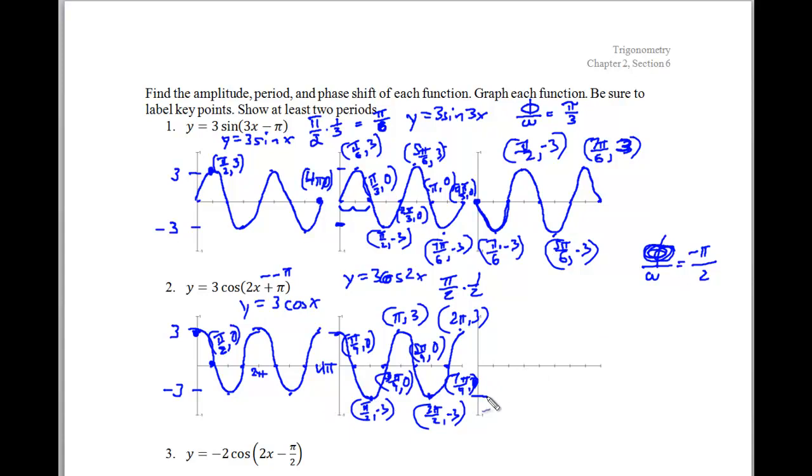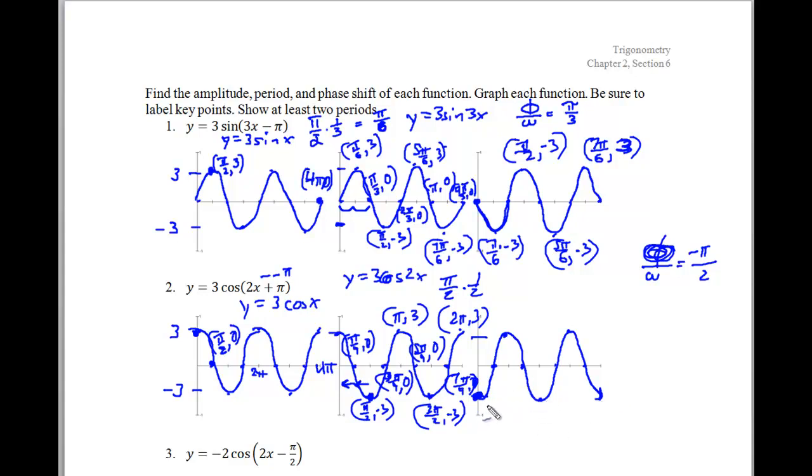Now what you may notice is that since we have to move this graph 2 units to the left, this tick mark is going to start way down there. So low, medium, high, medium, low. That's the start of the problem. And then here's another cycle, low, medium, high, medium, low. So you see I've got 2 cycles here to finish my problem.